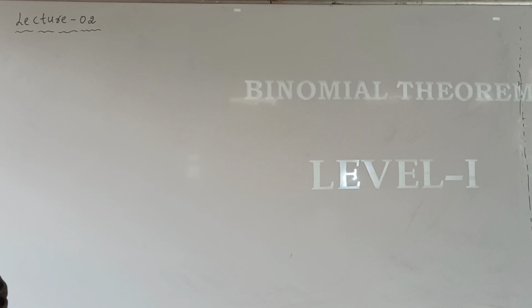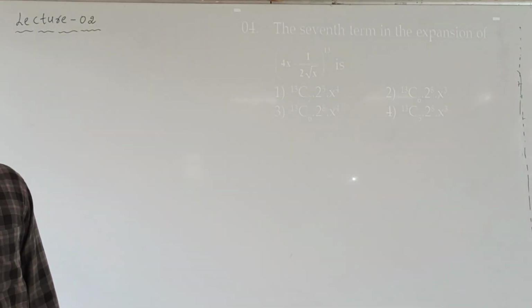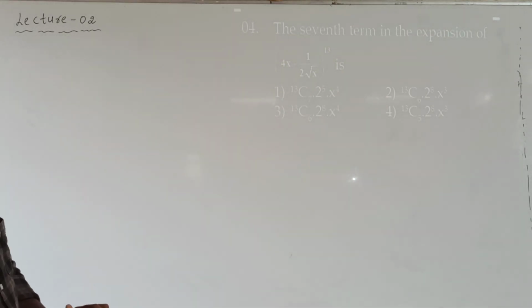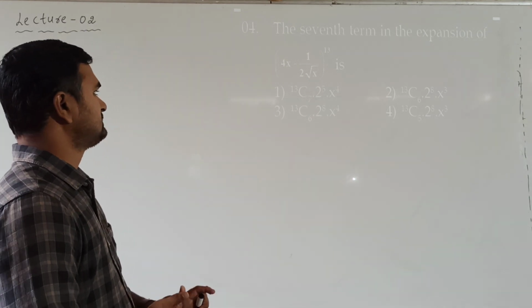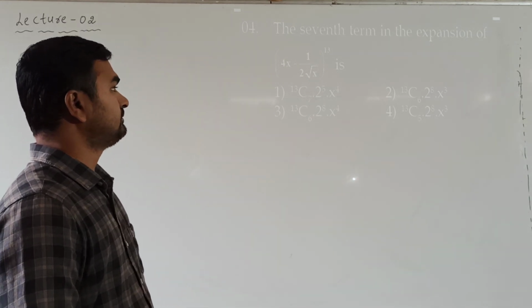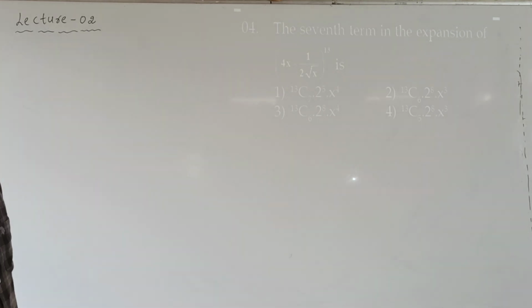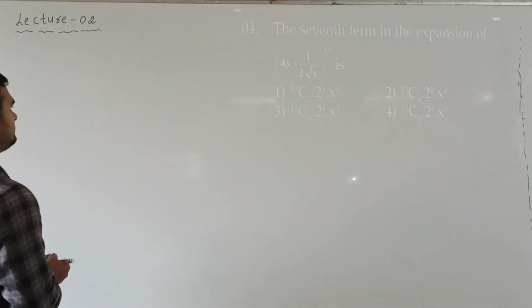Now let's see the problems based on binomial theorem, level 1. The question is: the seventh term in the expansion of (4x minus 1 by 2 root x) whole to the power of 13 is. So in this binomial expansion, we need the seventh term.